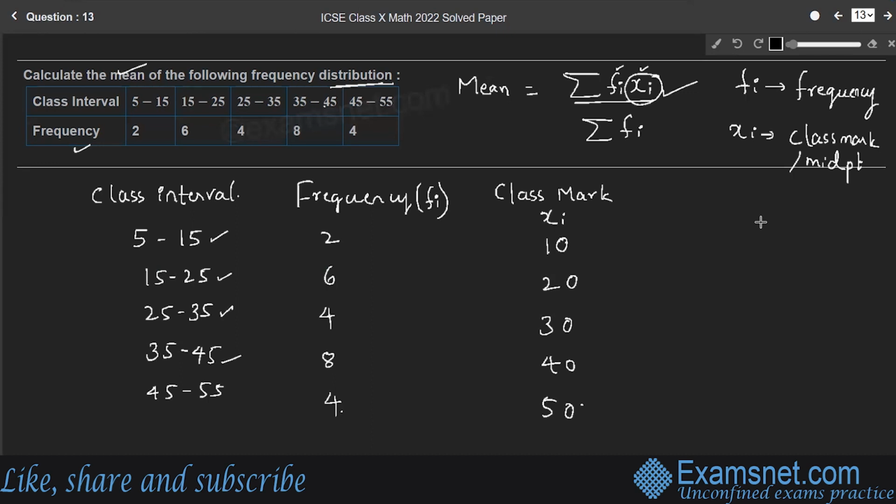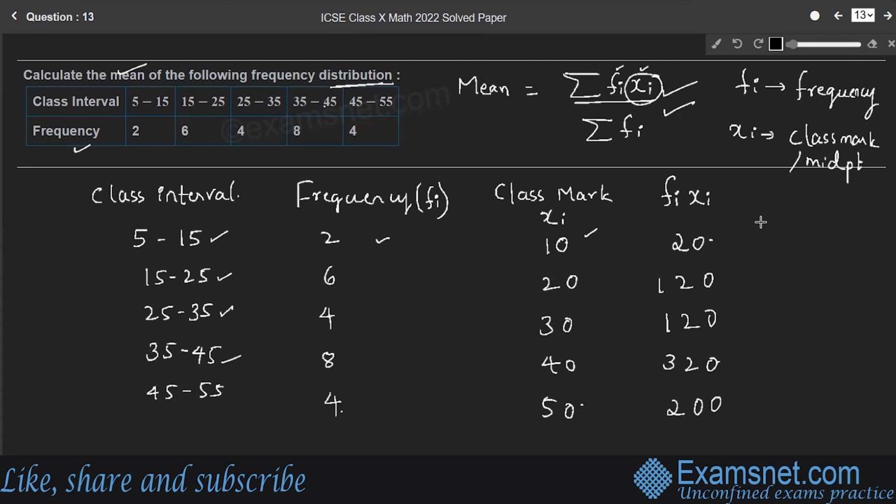Right? So to find the mean, we need fi xi, the product of frequency and midpoint. Right? So it is 20 for the class interval 5 to 15. Then it is 120. Again, it is 120. Product of frequency and class mark, right? So 8 into 40, it is 320. And 50 into 4, it is 200.